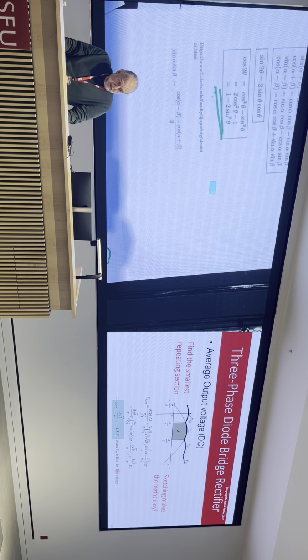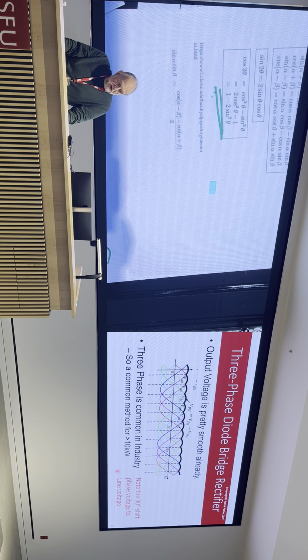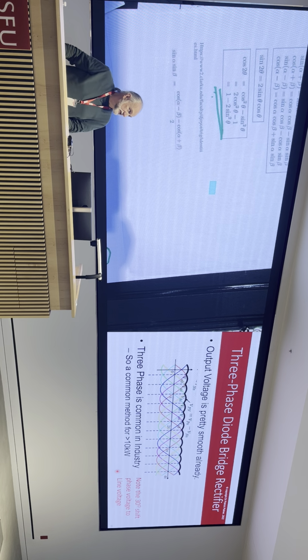As it says, this one's pretty smooth already. Very common method above 10 kilowatts. So it's a pretty nice sort of system. Now in Europe and in many countries, Vietnam, whatever, you've got three-phase commonly. In North America, particularly British Columbia and bits of northern Canada and so on, we don't always have three-phase. So sometimes we've got to work with just single phase. But this is very nice.